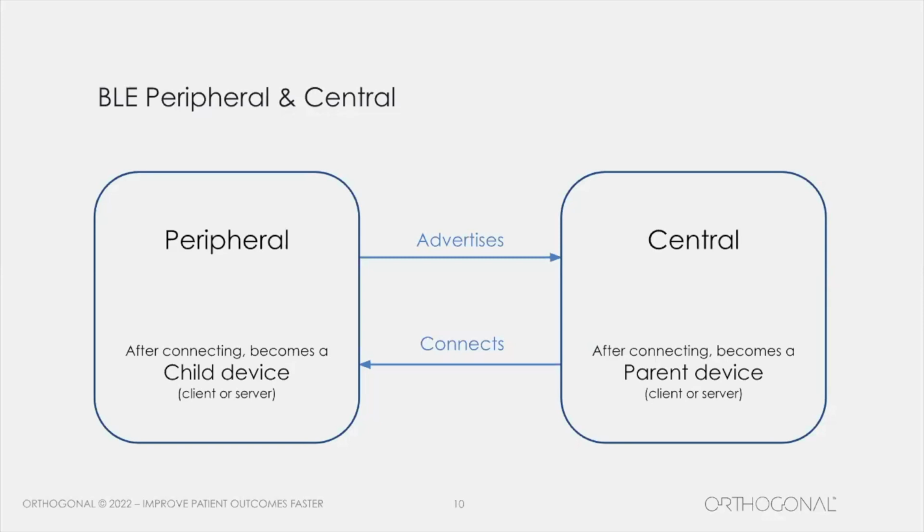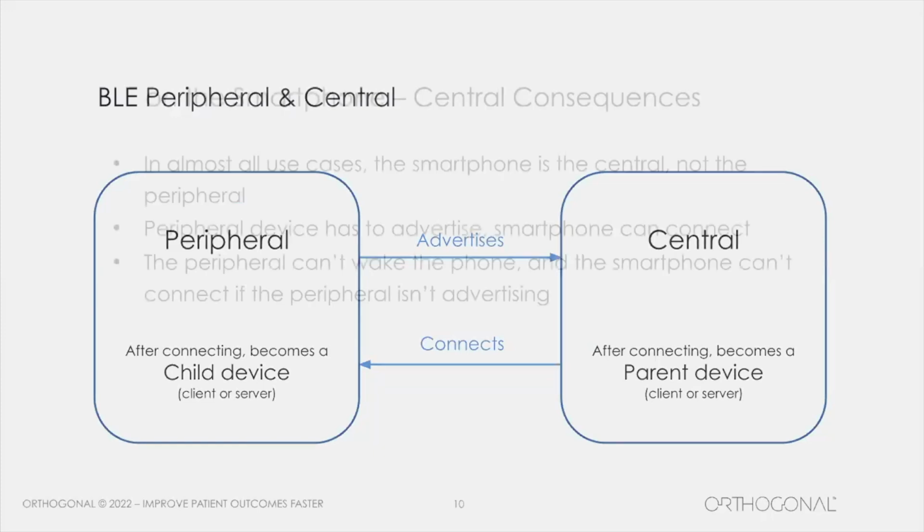So what happens is, before you're connected, a peripheral is advertising, and a central is listening for those advertisements, and then sends a connection request and connects to the peripheral. Once they're connected, you have a child device and a parent device, and each of those can act as a client or server. So that's the mechanism you have for connecting between devices.